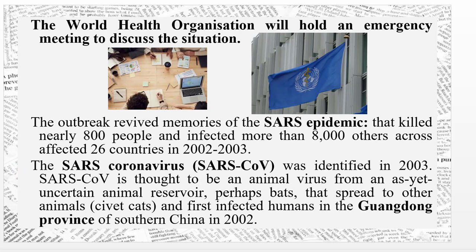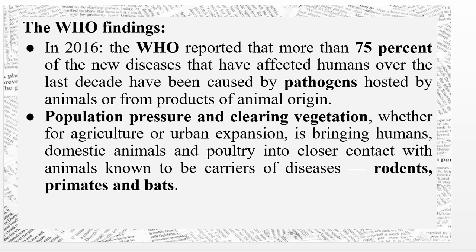So when the news for this new novel coronavirus spread, the World Health Organization, that is the WHO, declared an emergency meeting on the 22nd of January 2020 to address this epidemic. Now, the World Health Organization in 2016 had given one of the detailed reasons why these epidemics have been spreading from countries like China.